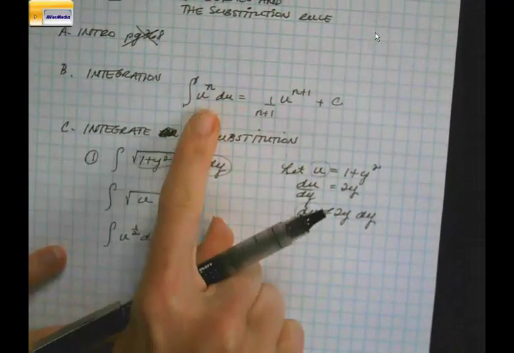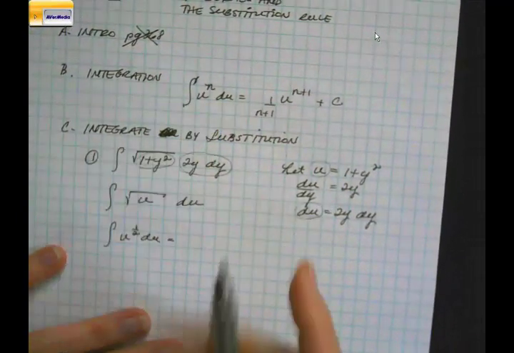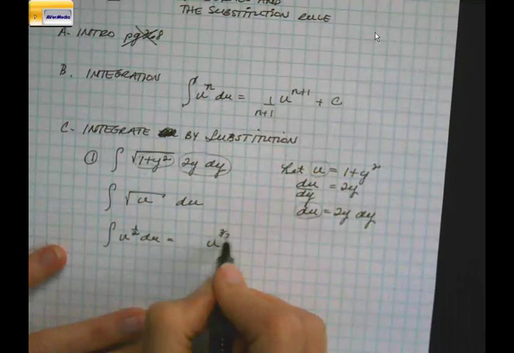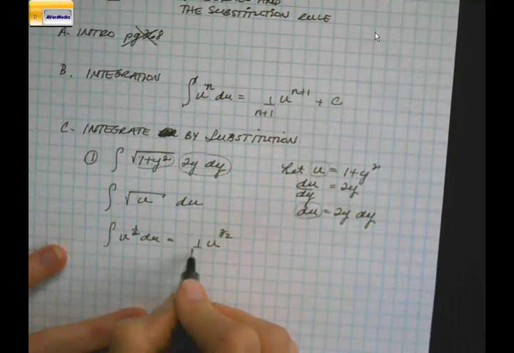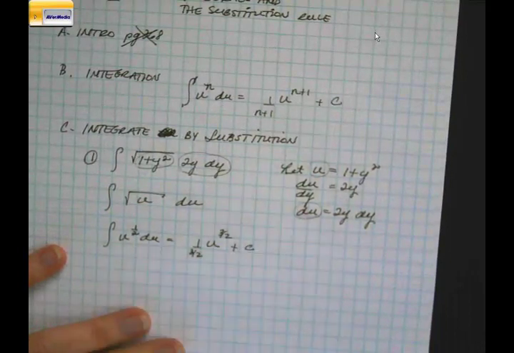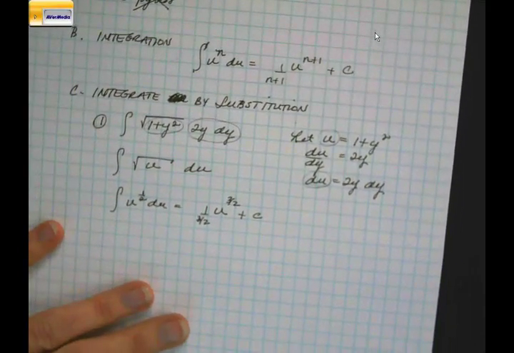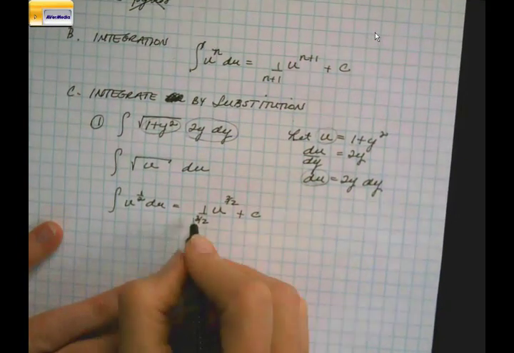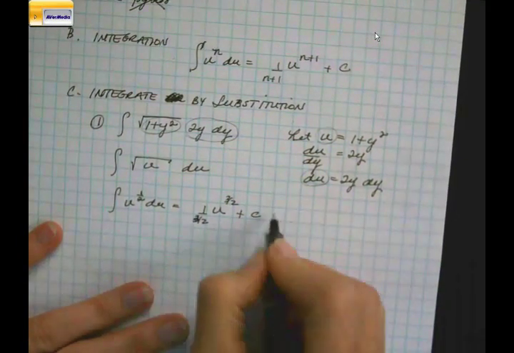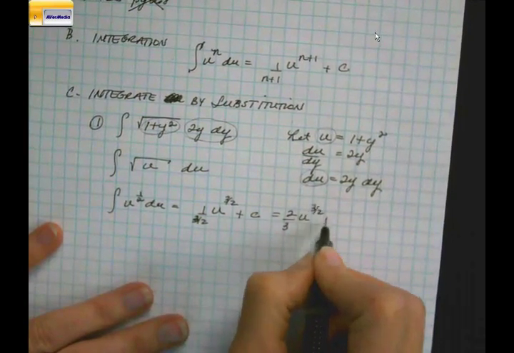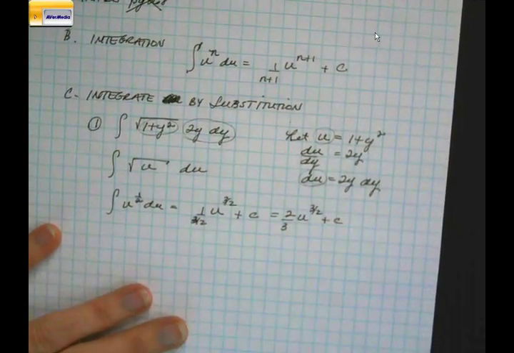Now by our integration formula up here, you simply increase the exponent by 1. 1/2 plus 1 is 1/2 plus 2/2, which is 3/2, and divide by that number. And remember, this is an indefinite integral, so you must add a constant to this. You do not have a number for the upper and lower limits. So this equals 2/3 u to the 3/2 power plus c.